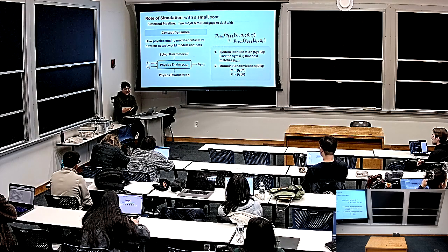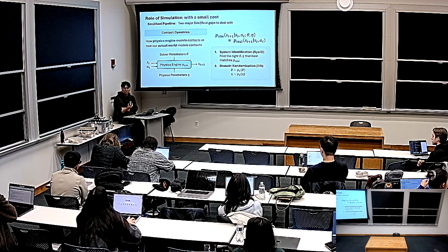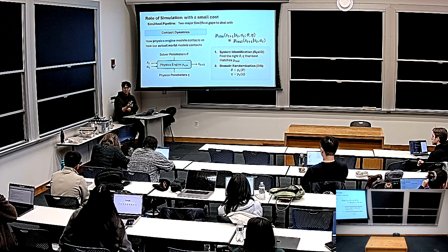That's the reason why, regarding those physics parameters, we tend to rely on domain randomization, because it's really hard to get an accurate guess of the exact friction parameters or physics parameters that objects tend to have.